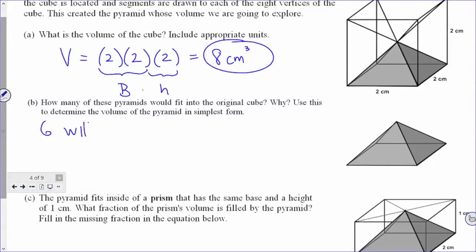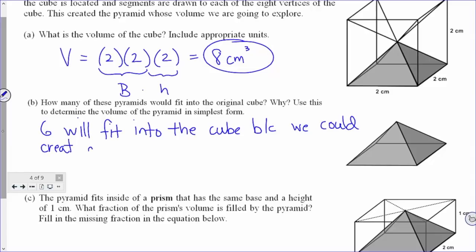Six will fit into the cube because we could create one pyramid for each of the 6 faces. Each of the 6 faces.